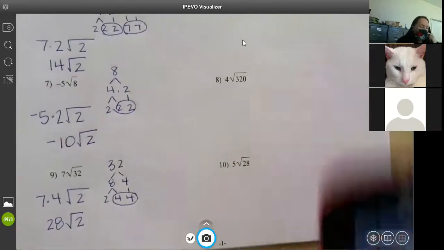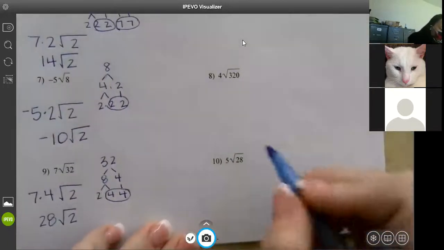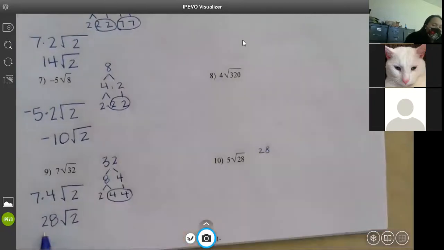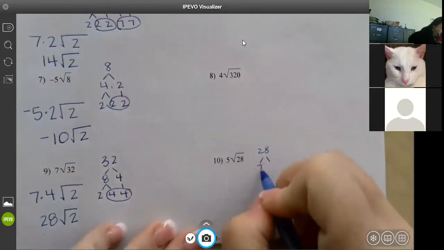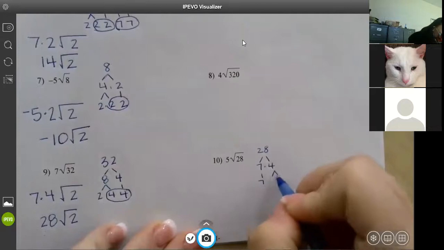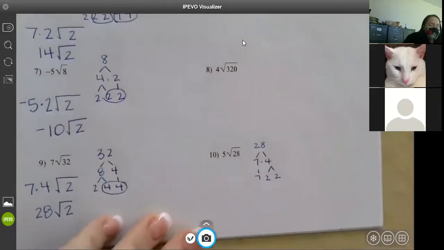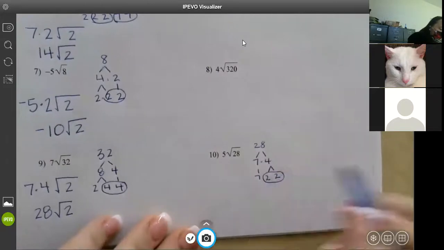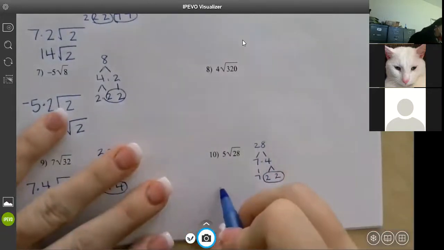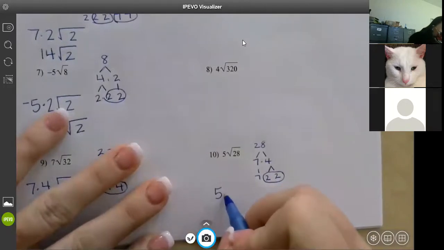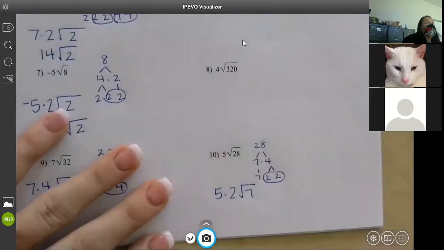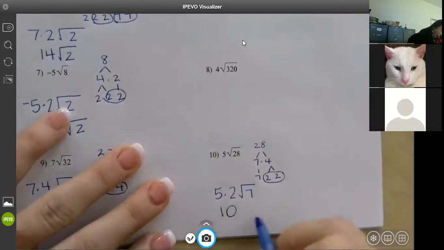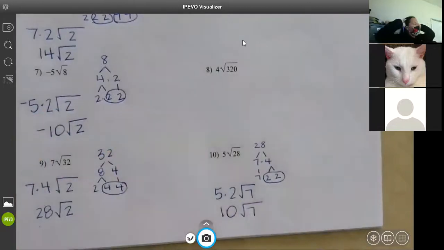I'm going to move over to number 10. And I'm going to break down 28. I just told you factors of 28. What did I multiply over here to get 28? 7 and 4. 7 won't break down, but 4 breaks into 2 and 2. I have a pair of 2s. What did I already have outside? 5. I circled 2. I left a 7. Multiply those together. 5 times 2 is 10. Leave your square root 7 alone. No, it's super easy.